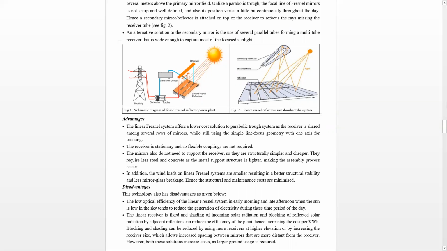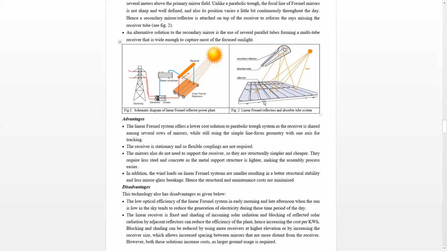the first advantage is that the linear Fresnel system offers a lower cost solution compared to the parabolic trough system, as the receiver is shared among several rows of mirrors, right? So that means here you can see that for all these reflectors, there is a single receiver tube. Whereas in the case of the parabolic trough collector, if you remember, every parabolic trough collector has its own receiver tube, right?